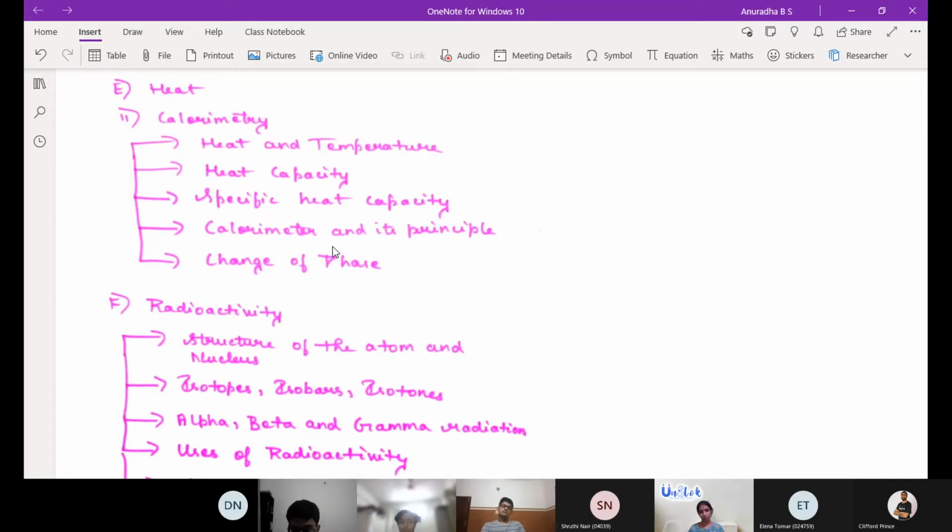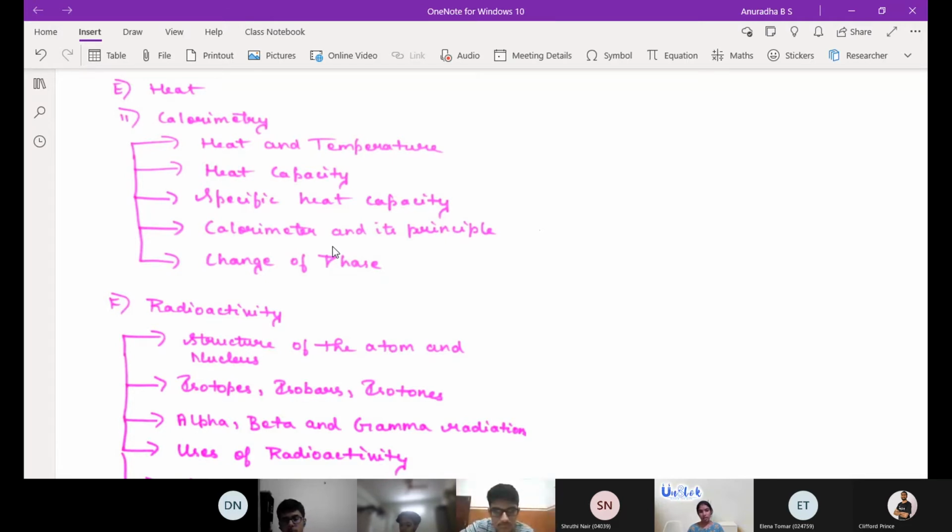Melting. So change of phase is nothing but change of a state from one state to another. How much heat is required for melting? How much heat is required for the next process, vaporization? You will be learning about all those things here in calorimetry, and you would have problems on this also.